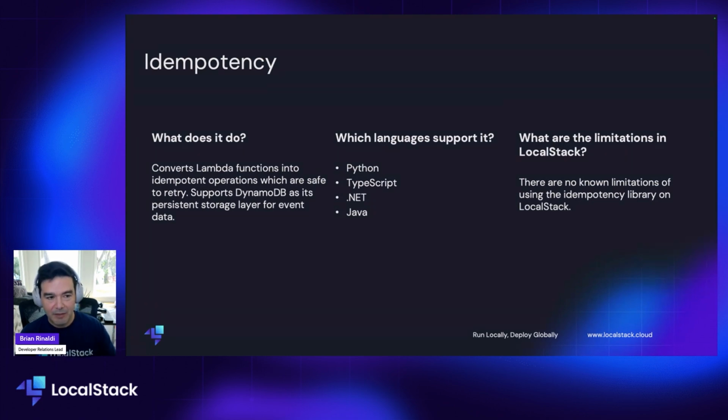All of this is wrapped up in the idempotency library within Powertools, so you can convert your Lambda functions into idempotent operations that are safe to retry. It supports DynamoDB as its persistent storage layer, so it stores the event data in there, and that's what it uses to verify if this is the same call being retried. It's available in all the languages that Powertools supports, and there are no known limitations within LocalStack, so you can use this as is out of the box, even in the open source version.